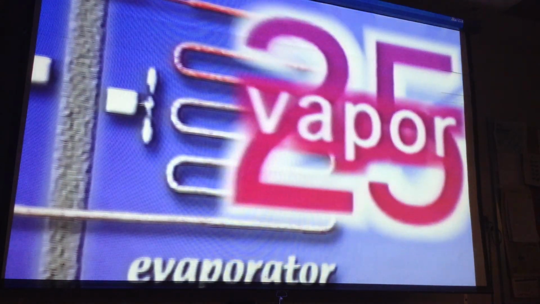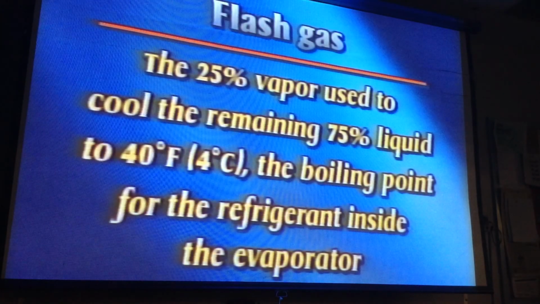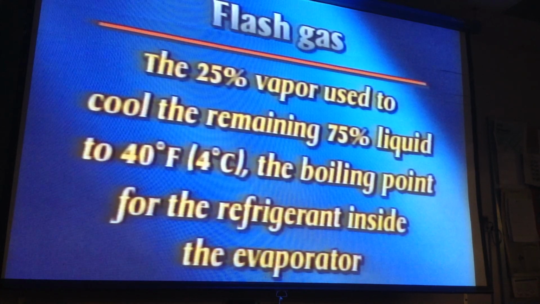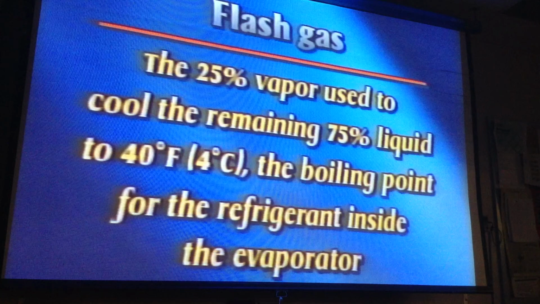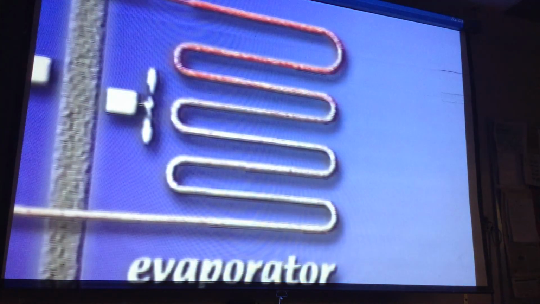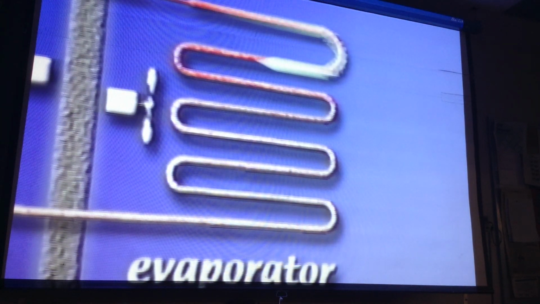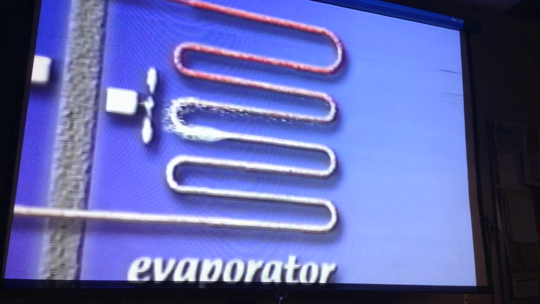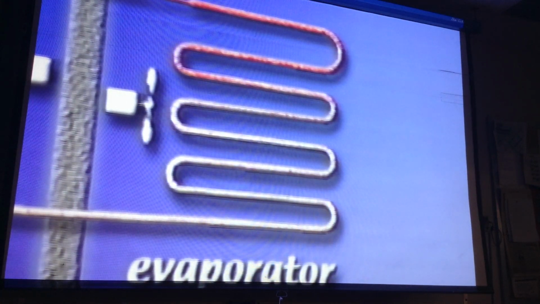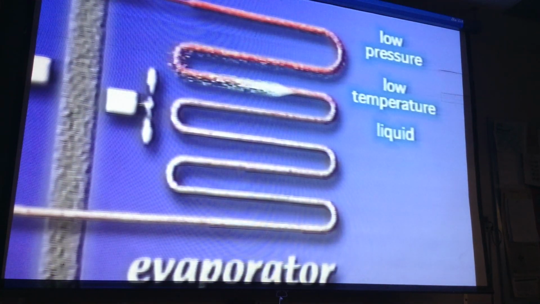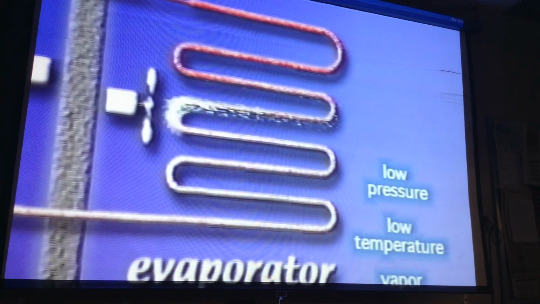The 25% vapor, known as flash gas, is used to cool the remaining 75% liquid to 40 degrees Fahrenheit, the boiling point for the refrigerant inside the evaporator. Refrigerant enters the evaporator as a low-pressure, low-temperature liquid-vapor mixture at saturated pressure temperature. The evaporator allows the low-pressure, low-temperature liquid to evaporate and expand into a low-pressure, low-temperature vapor.